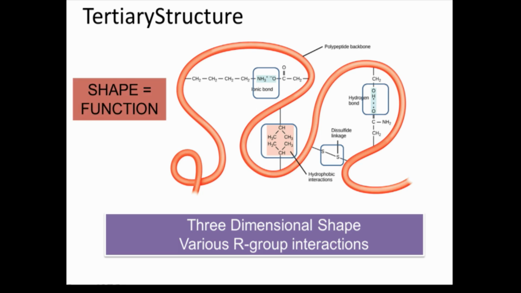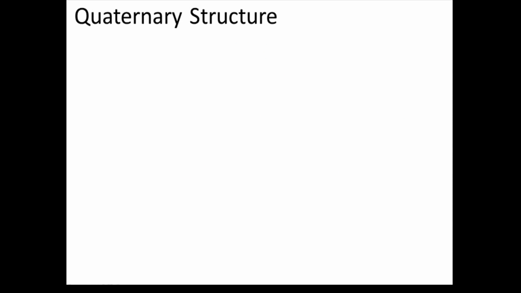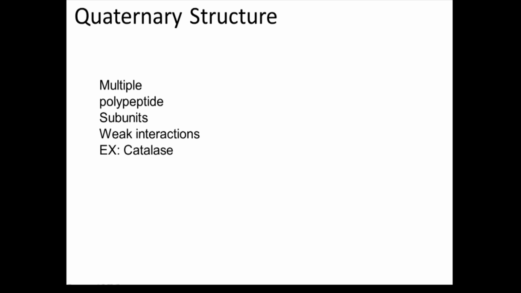It is critical to understand that this three-dimensional shape would be the same for each individual protein. Shape is going to dictate the protein's function. Some proteins are made up of multiple polypeptide subunits before they are going to be functional. These are going to be weak interactions and other interactions, just like in tertiary structures.